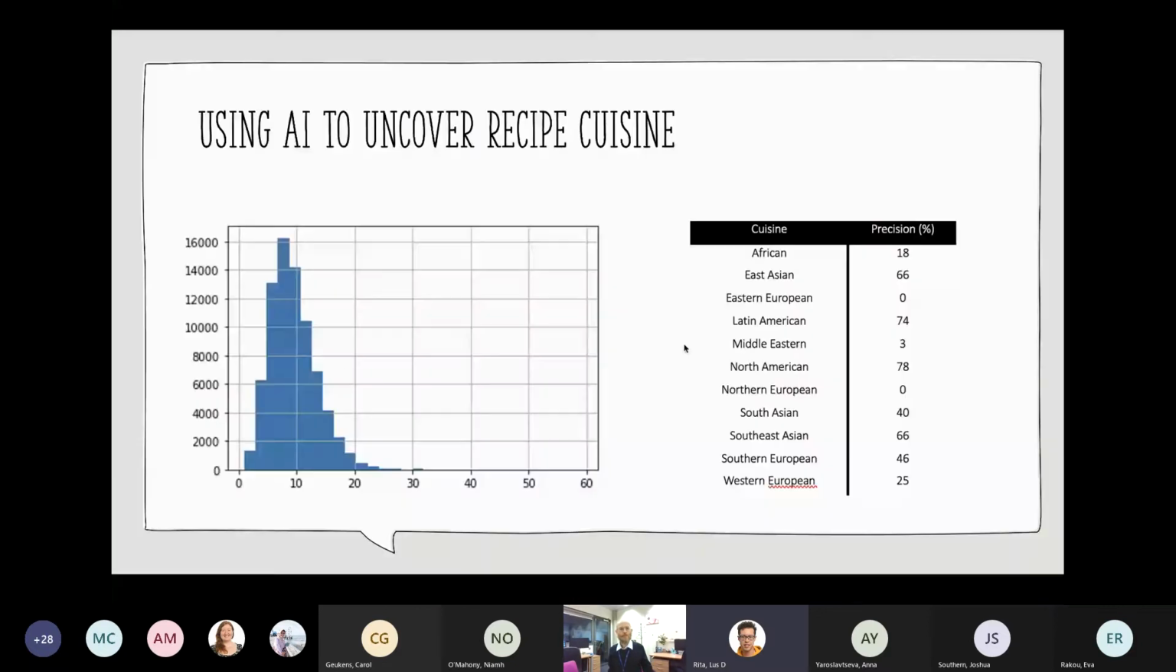And what is the purpose? What's the advantage of knowing what cuisine a recipe belongs to? But before going to this part, I'll just explain what is the image on the left. It's nothing else than, on average, most of the recipes have 10 different ingredients. This is just a way to have a better understanding of what type of data set we are working on.